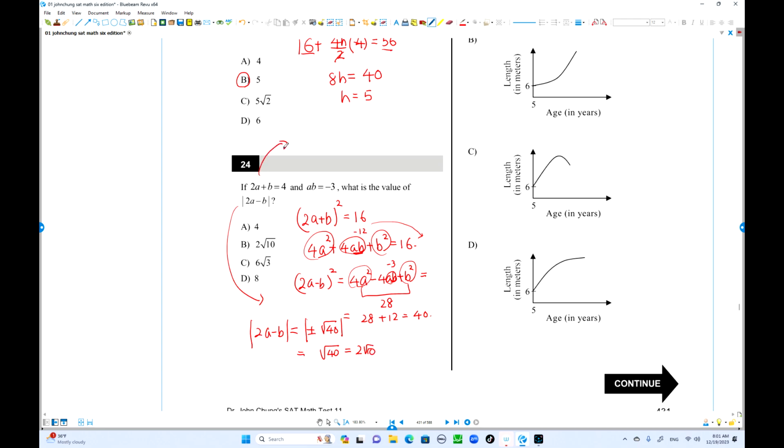But if you know this directly, okay? So 2a minus b squared equals how much? 2a plus b squared minus, this is 4ab, okay? So minus 8ab, isn't it? They are equivalent. That's right? Okay. So 2a plus b squared is 4 squared, that is just 16. The next is we're going to find these numbers. And 8 times ab is what? Negative 3, right? Negative 8 times negative 3 is positive 24.